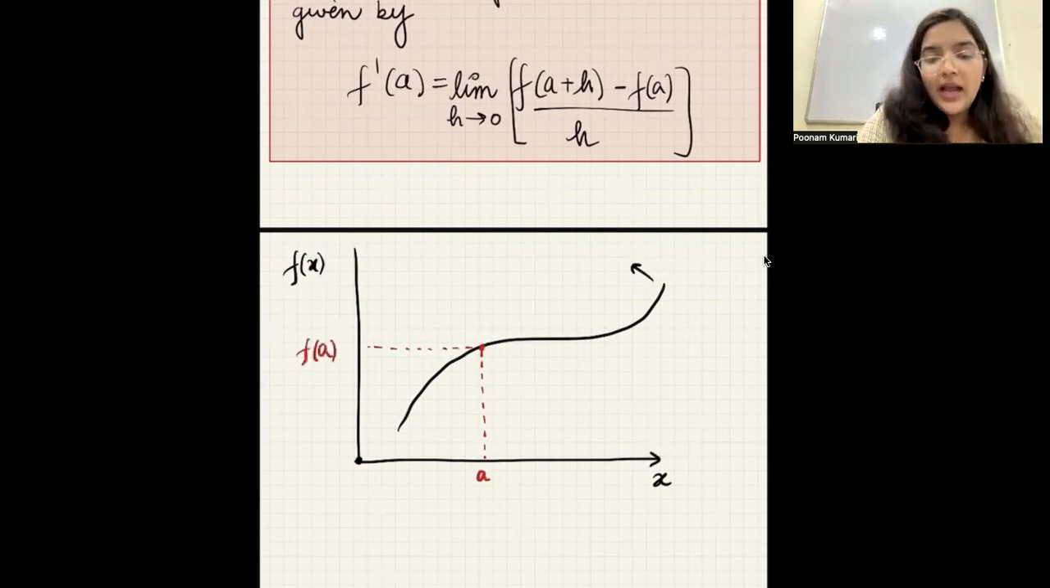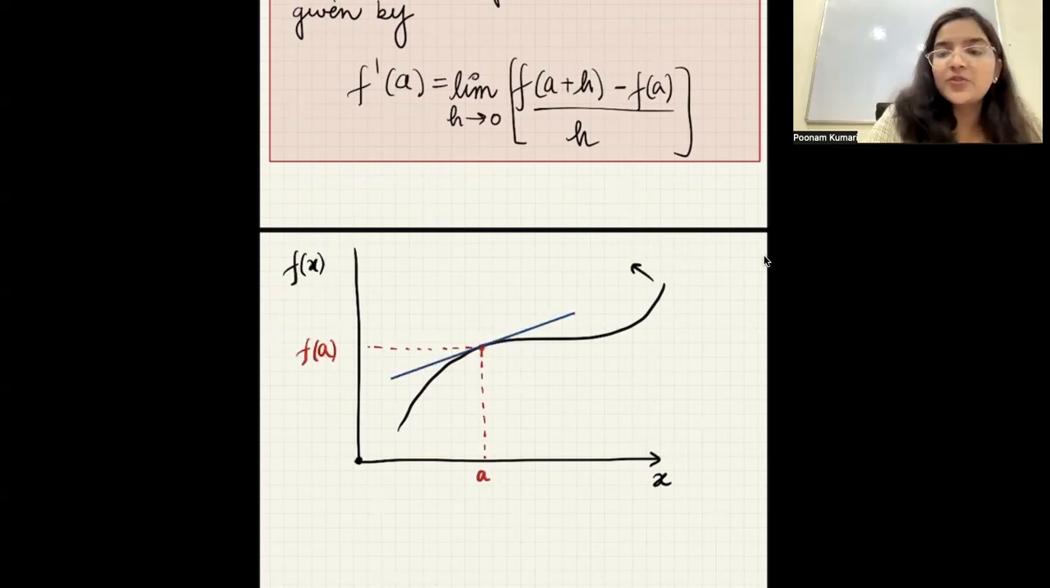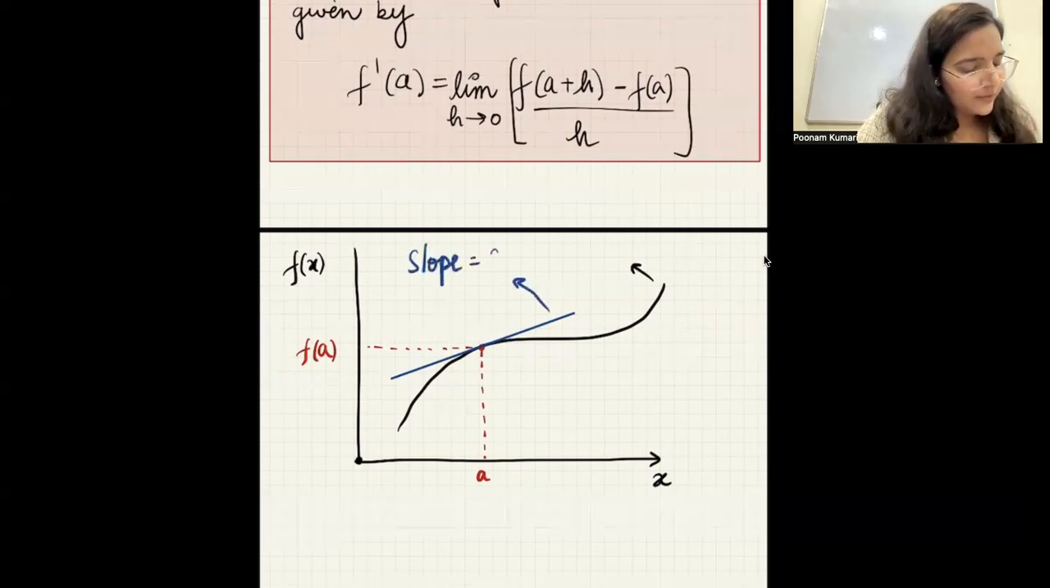Okay. And we know ki is point A pe jo bhi meri tangent line hogi, uska slope kya hone wala hai? That is going to be f prime A. That number is going to be f prime A. Theek hai? So if I try and draw a tangent line here, I should get something like this, right? So that's going to be the tangent line. Ye jo tangent line hai, iska slope kya hoga? f prime A.